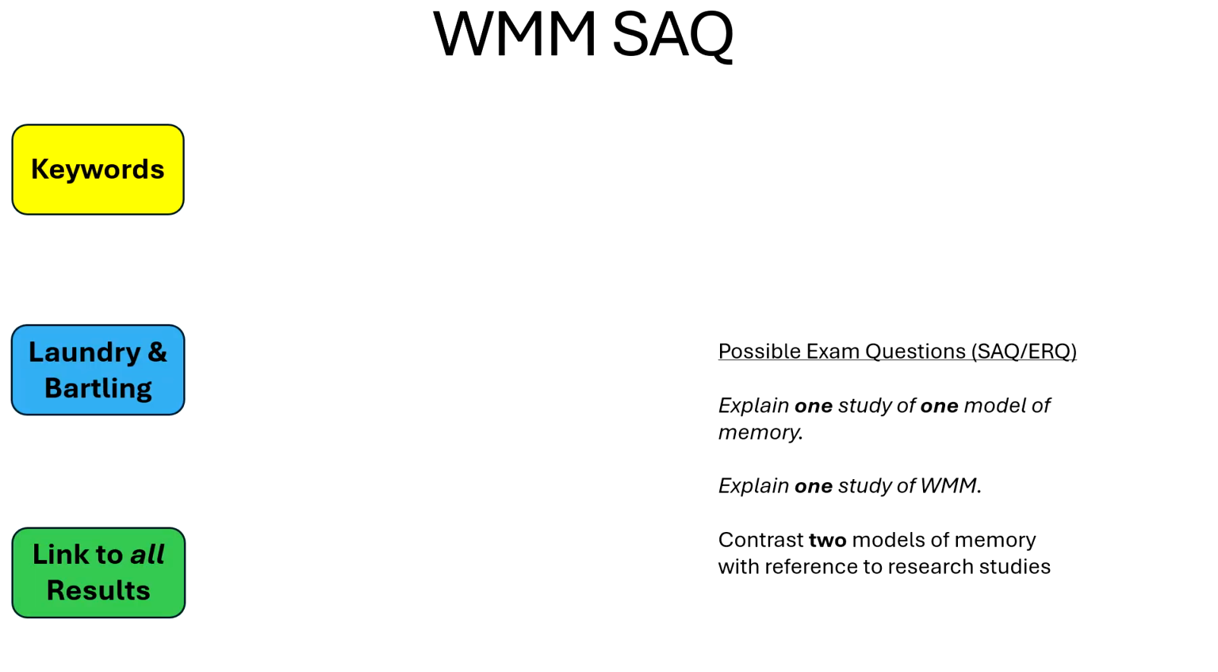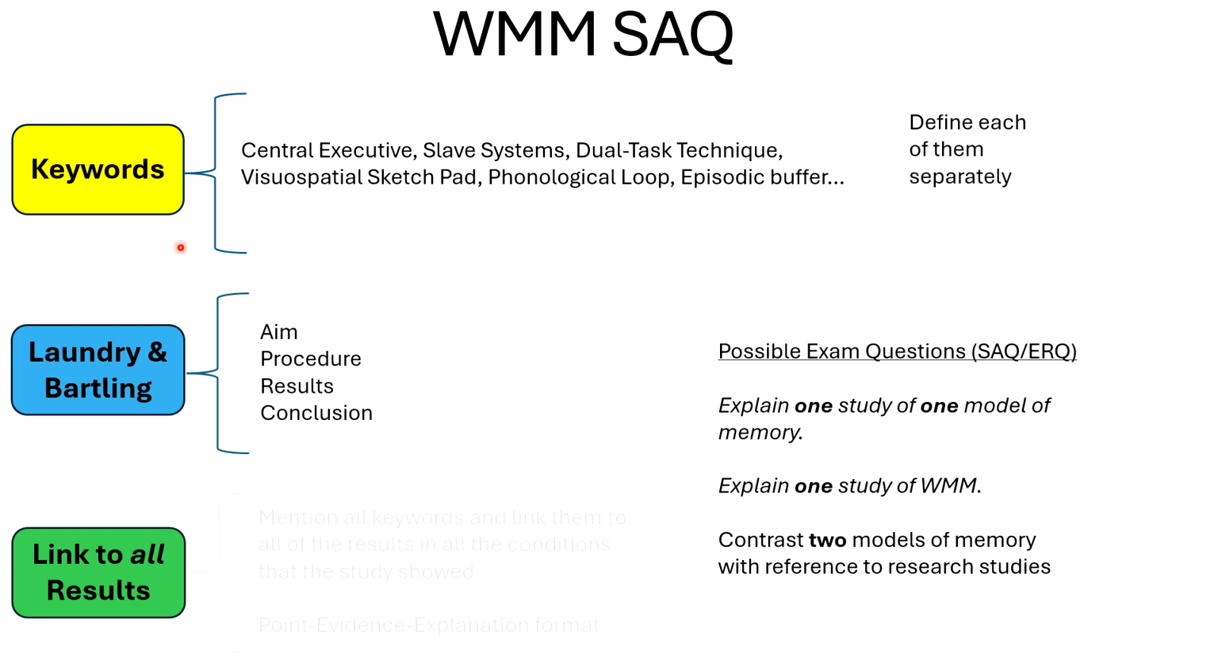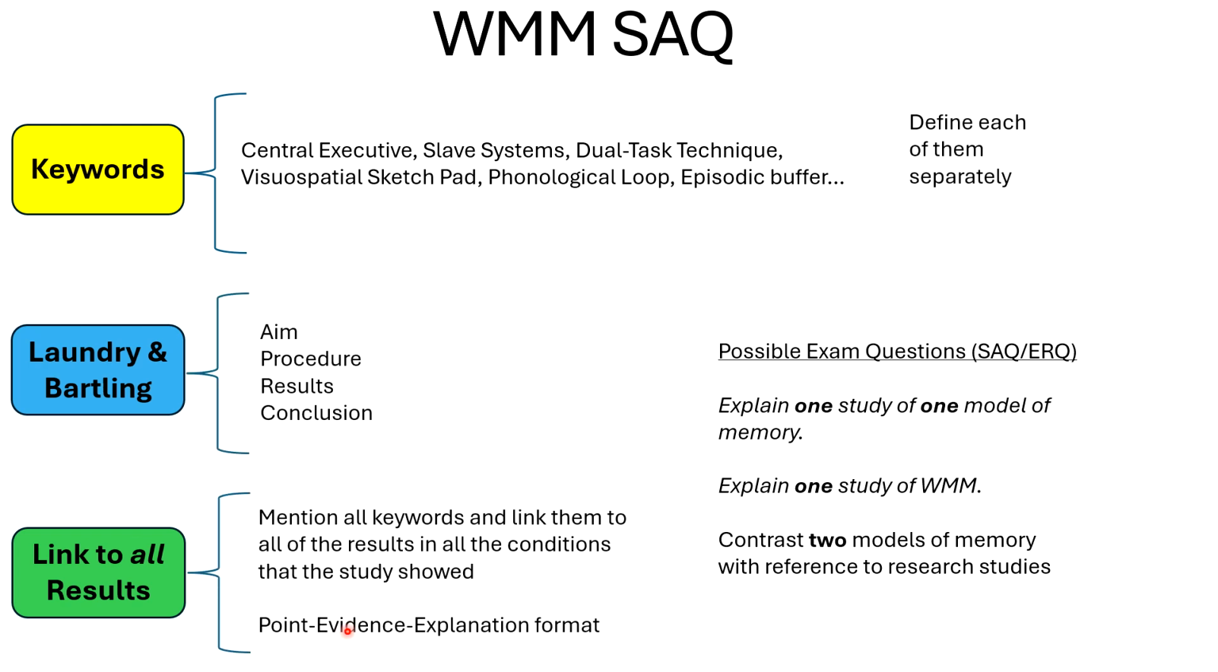You could also get an SAQ for the working memory model. So the structure would go like this. You would start with your first paragraph involving the keywords that we saw before, the study of Landry and Bartling, and we're going to look at this paragraph because it can be where most of us lose marks. So the possible exam questions for the SAQ would be these two, and the ERQ, as we saw before, would ask you to contrast two models.